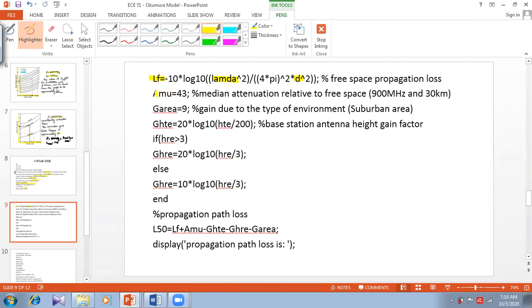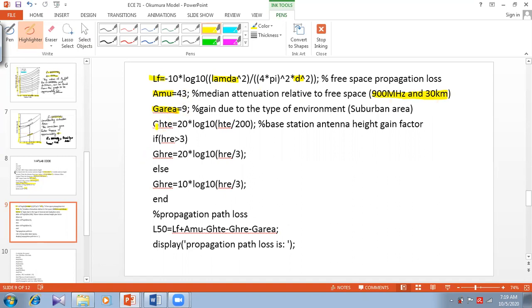Now, the values for AMU and G area, the user has to find out for a given frequency. For a frequency of 900 megahertz and 30 kilometer distance between the receiver and transmitting antenna, you have found AMU is equal to 43. Similarly, G area for 900 megahertz for a suburban condition is found to be 9 dB. These two, the user has to find relative to the frequency and distance provided, and that has to be given in the program.